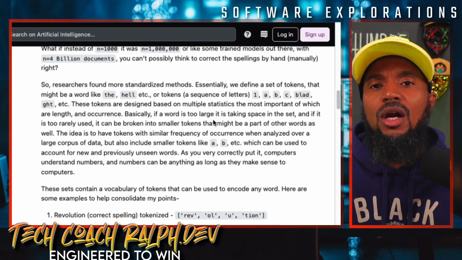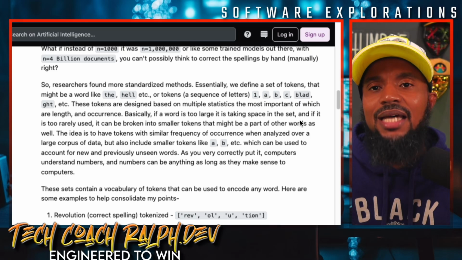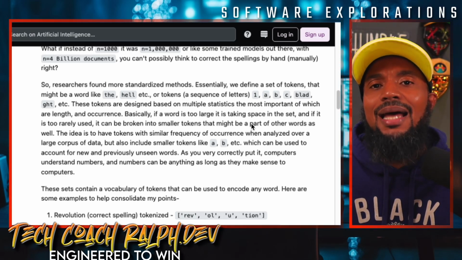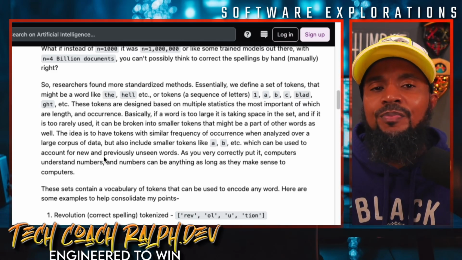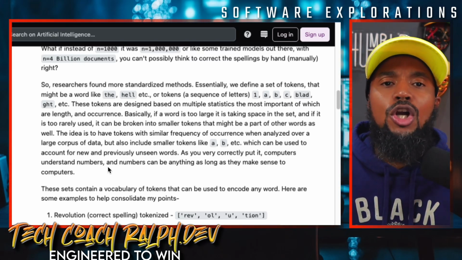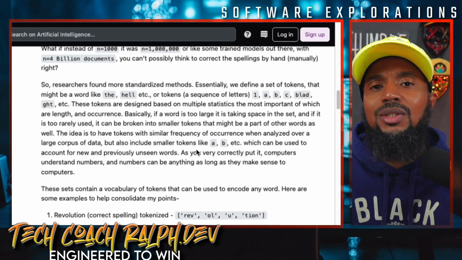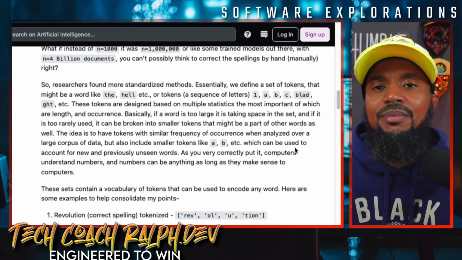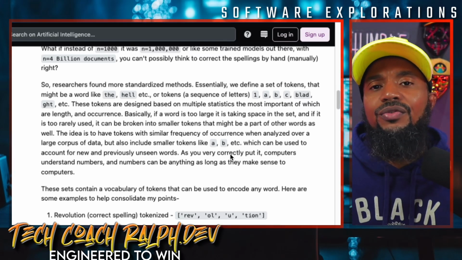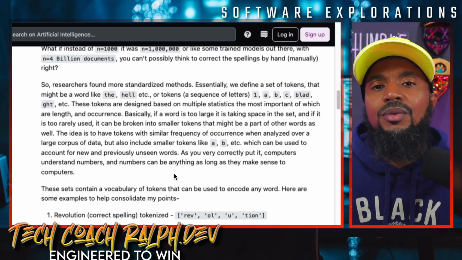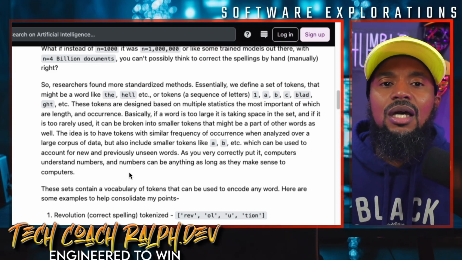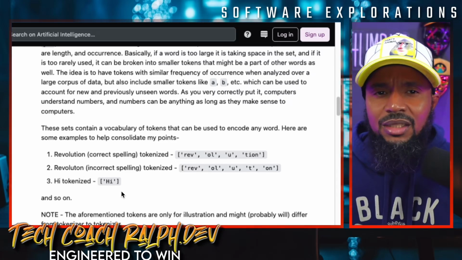Basically, if a word is too large, it is taking space in the set, and if it is too rarely used, it can be broken into smaller tokens that might be part of other words as well. The idea is to have tokens with similar frequency of occurrence when analyzed over a large corpus of data, but also include smaller tokens like A, B, etc., which can be used to account for new and previously unseen words. As you very correctly put it, computers understand numbers, and numbers can be anything as long as they make sense to the computers. Let's look at a quick example.